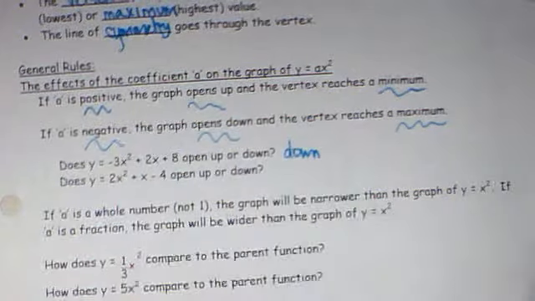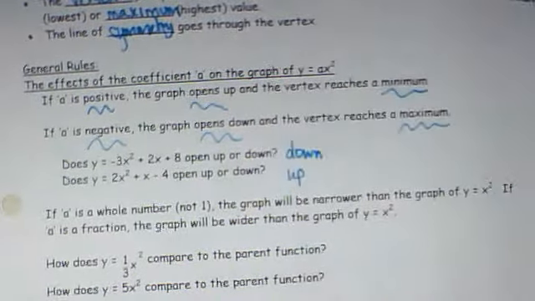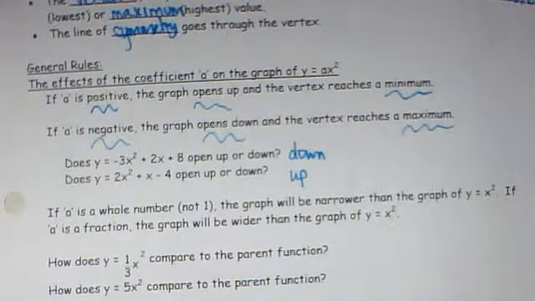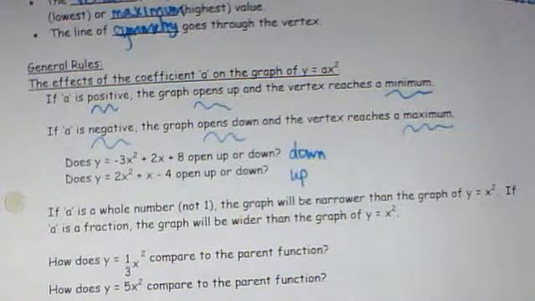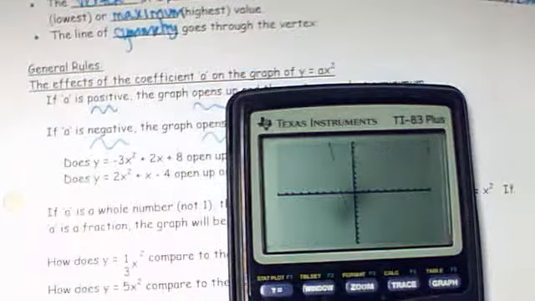On the second one, I have 2x squared plus x minus 4. The 2 is positive, so we are expecting this one to open up. Let me show you that one on the calculator. If I type that into my y equals and hit graph, you can see that that one does open up.